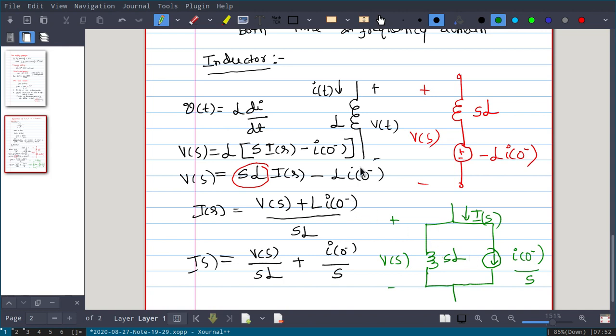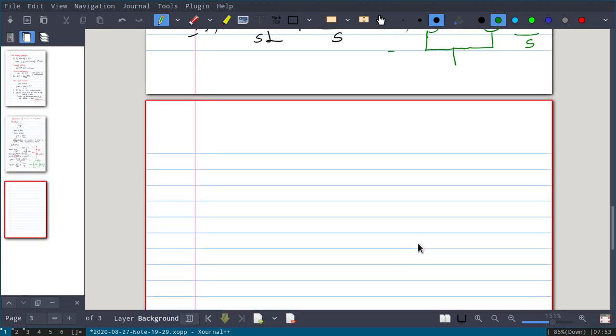So you can either represent it like this, a voltage source in series, or you can represent a current source in parallel. It is a source transformation, you can use it here. Which one you have to consider depends on the problem. The given problem may be easy if you represent in series, or it may be easy if you represent in parallel. This is how we represent the inductor in the frequency domain. Next, we will see the capacitor.